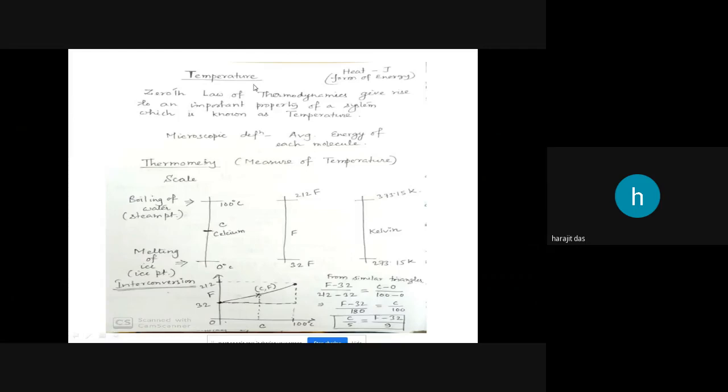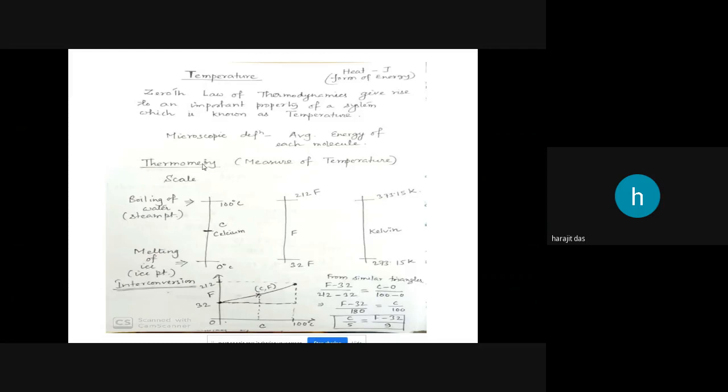As I have told you, the zeroth law of thermodynamics gives rise to an important property of a system, which is known as temperature. This temperature can be sensed, can be felt, and is normally defined as the parameter or property through which heat flows. Heat is a kind of energy, whose unit is joule. I have told you the microscopic and macroscopic definition of temperature. So thermometry is the branch of science where the measurement of temperature is studied.